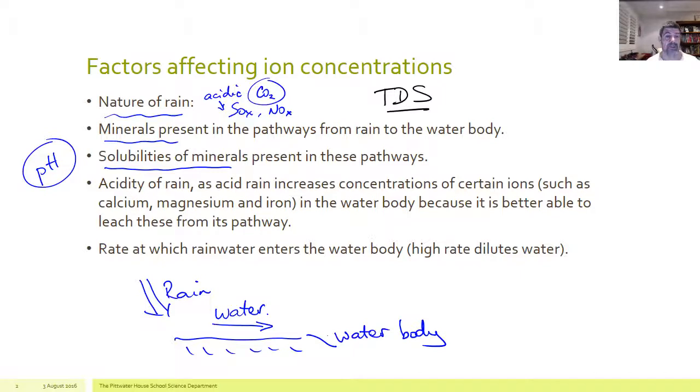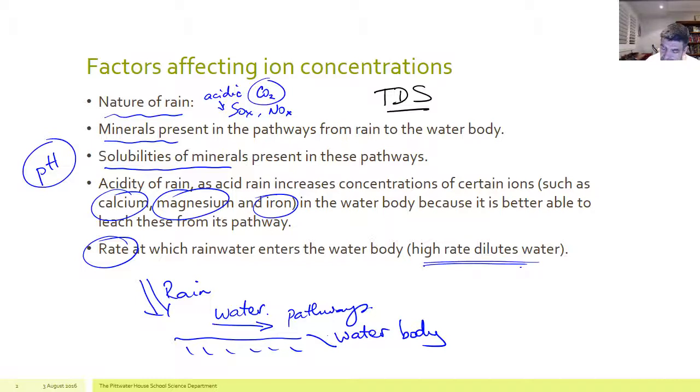So the thing with the rain is that as the acid rain concentration increases, so there are certain types of ions that are more likely to be leached along this pathway. And some of those important ones I've listed here for you: calcium ions, magnesium ions, and also iron. And another thing that affects it is the rate. So very heavy rains are going to put a lot more water down. They're more likely to leach those important minerals out of the soils and take them into the water bodies.